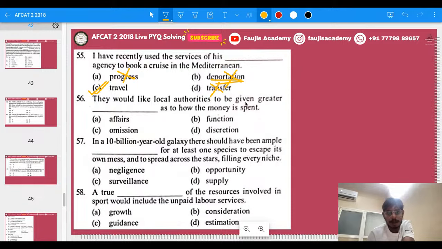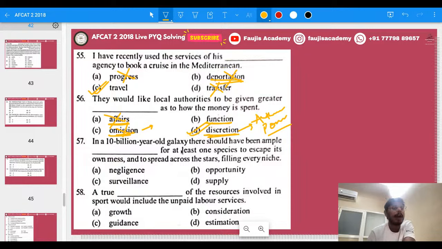They would like local authorities to be given greater function, greater affairs, greater omission. Are you omitting someone? Omission means to delete. Are you deleting something here? No. Discretion. Discretion means authority, power. They would like local authorities to be given greater discretion.